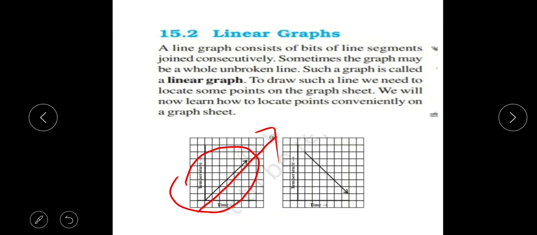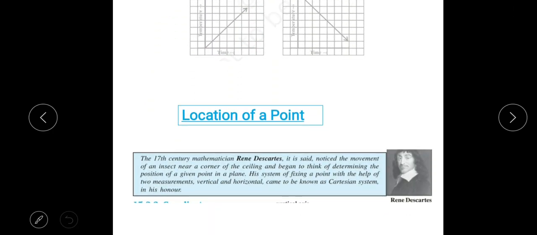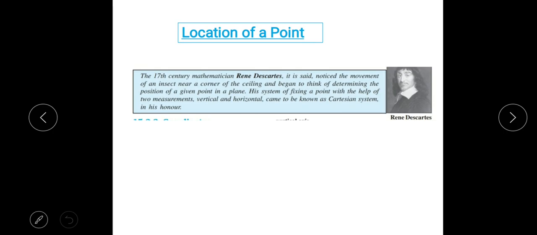Okay. Now next we are going to discuss how to locate a point on a plane. Locating a point on a plane surface was first examined or worked on by the mathematician René Descartes. He is also the father of modern mathematics. Then how did he locate a point on a plane?